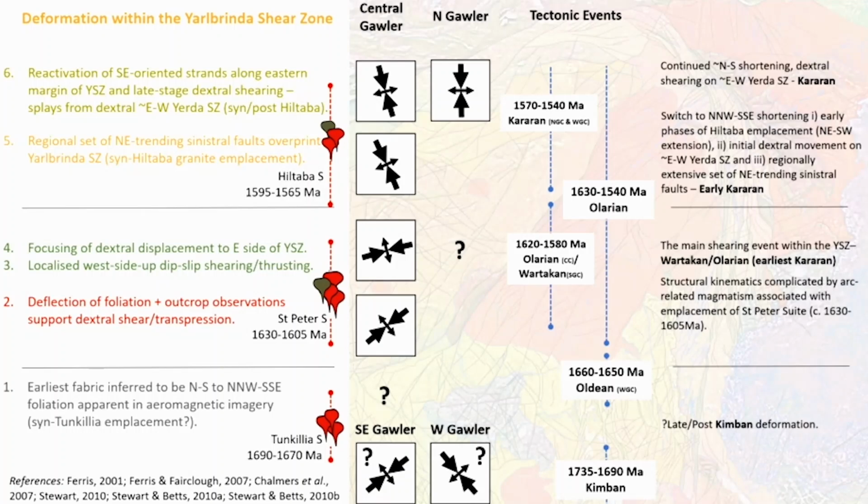Switch from roughly east-west to north-south shortening during the early Kararan time is consistent with what we see in the Mount Woods area in northern Gawler. Interestingly, in that northern Gawler area, as Rashid mentioned, the earlier east-west early Kimban or Wartakan event is poorly recognized in the geological record. So it's almost like detailed studies such as these help piece together the regional picture.